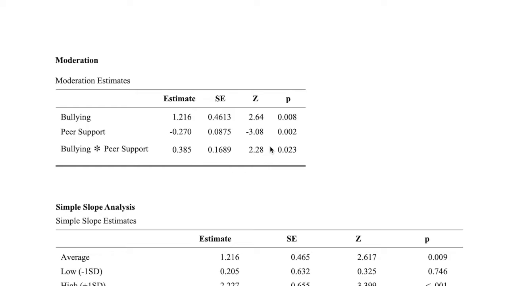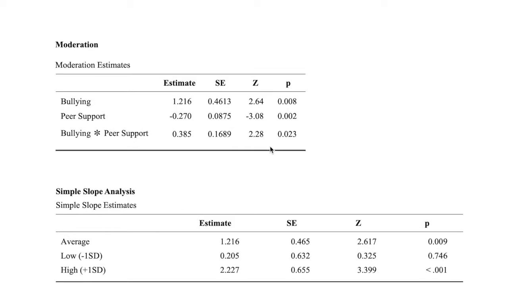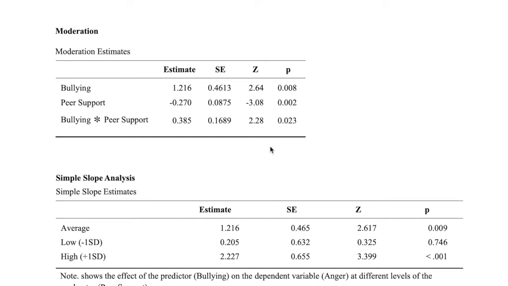This is a short video tutorial on how to write a report for basic moderation. I have asked my students to run the analysis that I demonstrated on YouTube involving these variables. So the problem was about whether bullying influences anger and whether or not peer support moderates the impact of bullying on anger. I asked my students to run the analysis and to write a simple report.